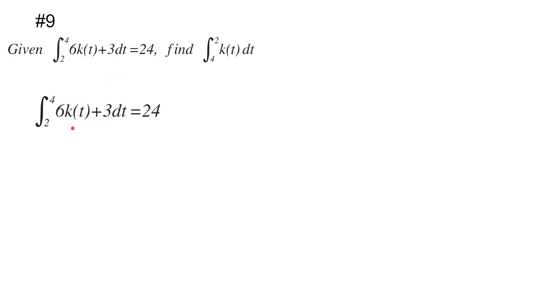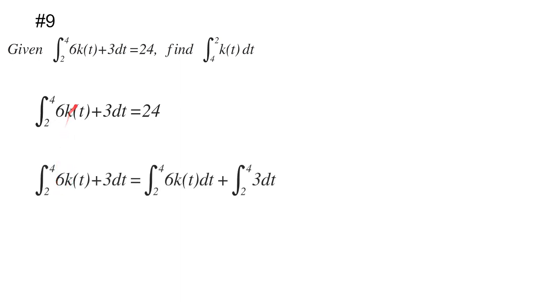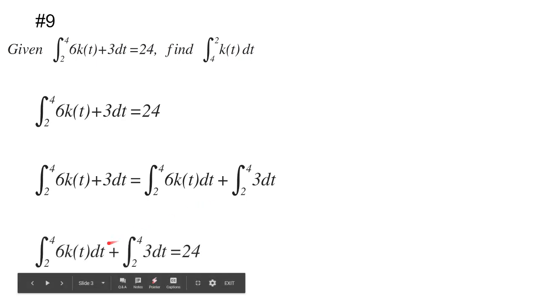First I'm going to split this up into two parts. This can be split into the integral from 2 to 4 of 6k of t dt plus the integral from 2 to 4 of 3 dt. And then we can set those equal to 24 since we know that the original one was equal to 24 too. And this integral, 3 dt from 2 to 4, can be solved pretty easily.